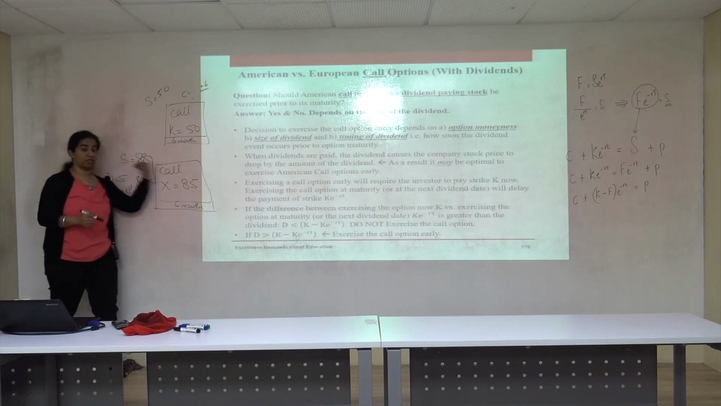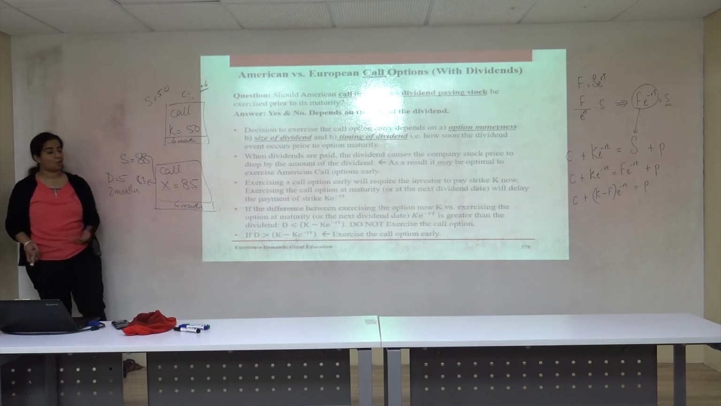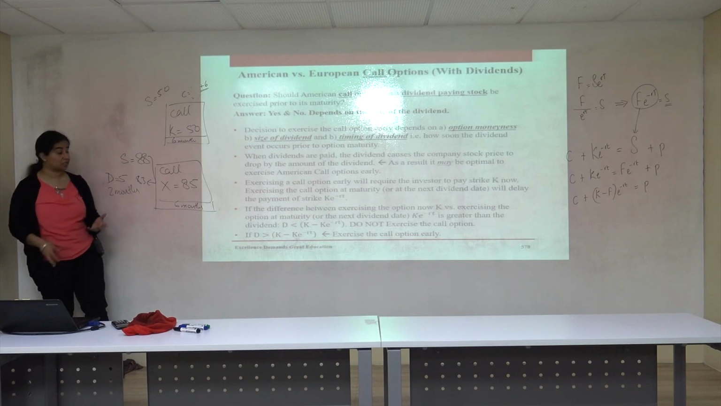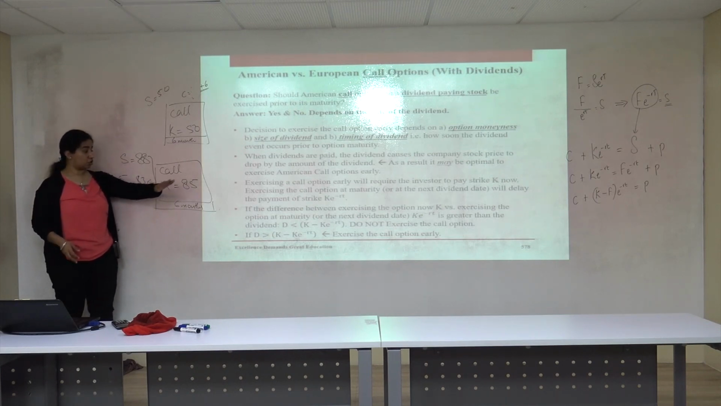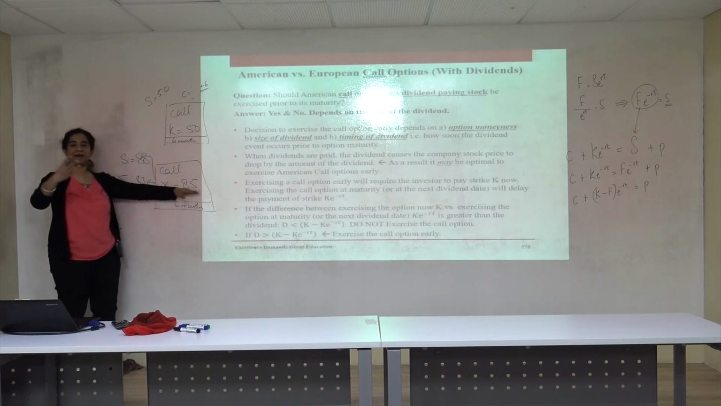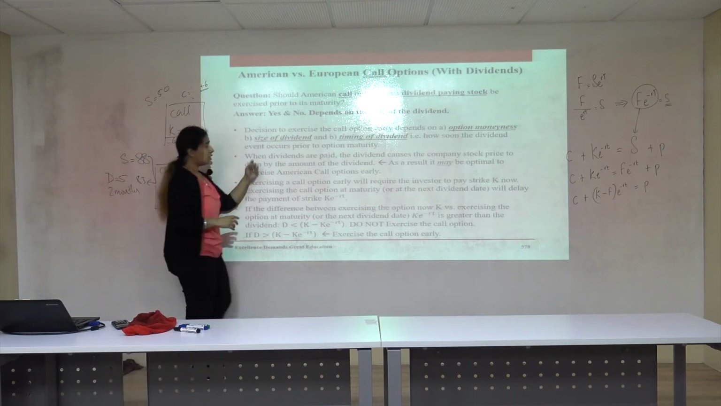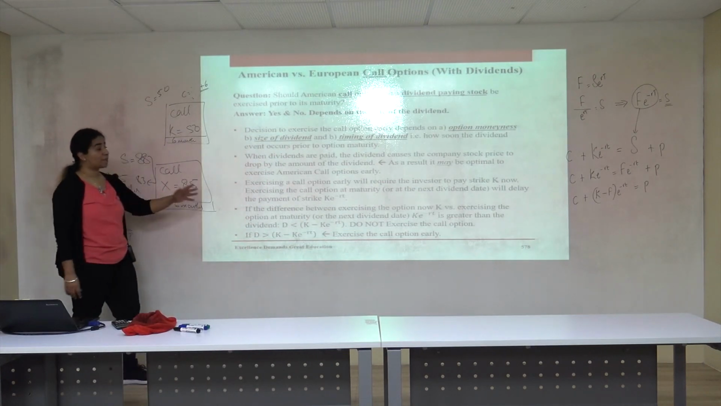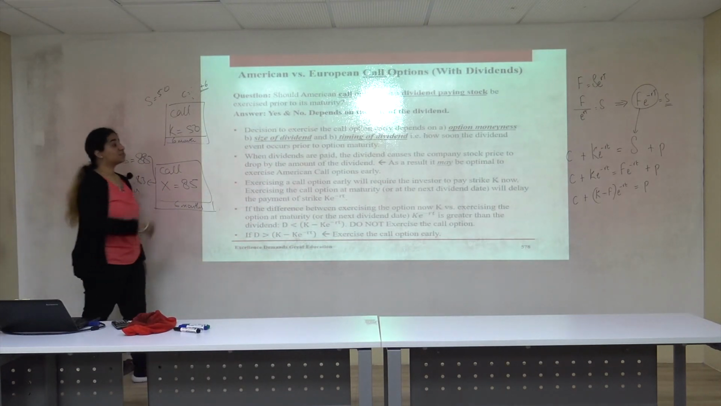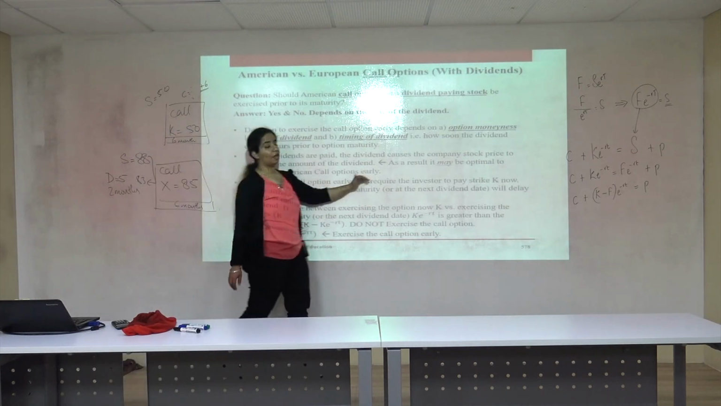So your option is going to go out of the money. Right now, the option is in the money. So maybe one of the reasons you would exercise the option is so that you can pocket the 3. You get to buy the stock cheap by $3, but you also get to pocket the dividend of 5. So when dividends are paid, the dividend causes the company's stock price to drop by the amount of the dividend. As a result, it may be optimal to exercise the American call options early.